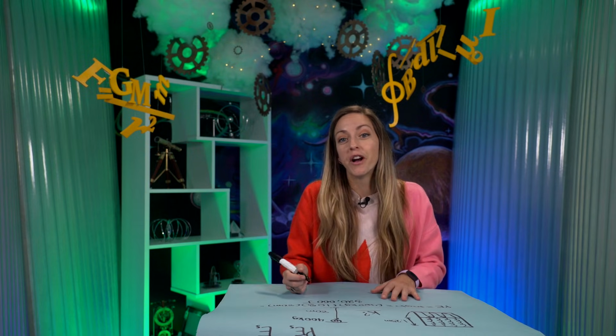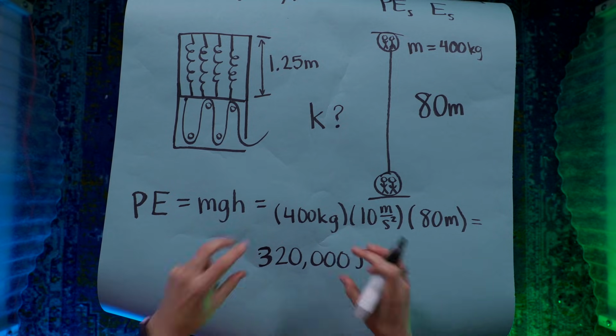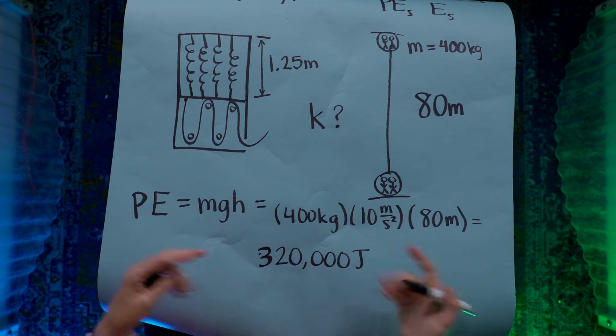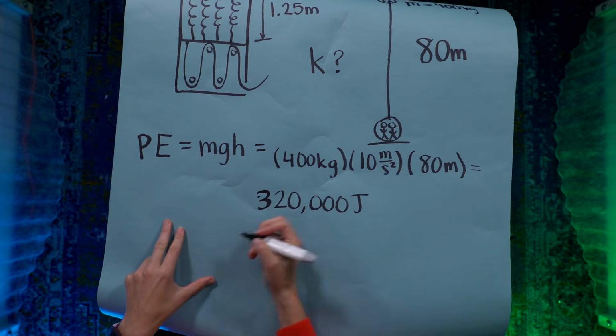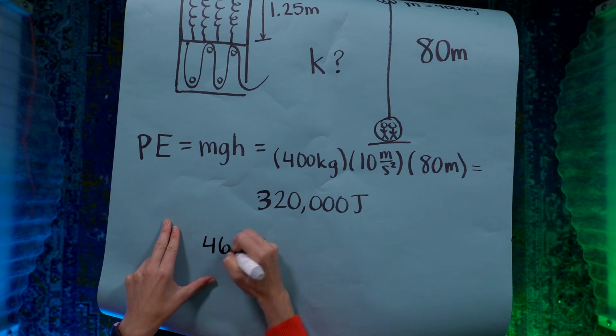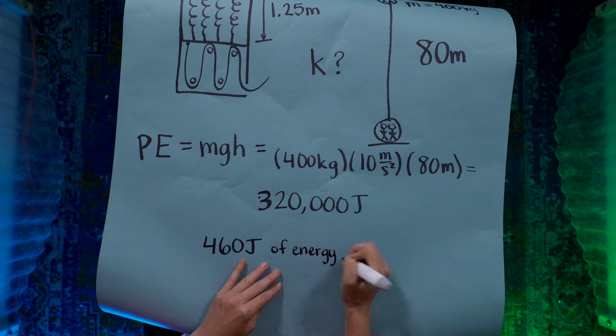And where did all of that energy come from? From the stretched springs. Let's divide up 320,000 by around 700 springs. If you divide 320,000 by 700, you get 460 joules. And what is that? Well, that's the energy per spring.